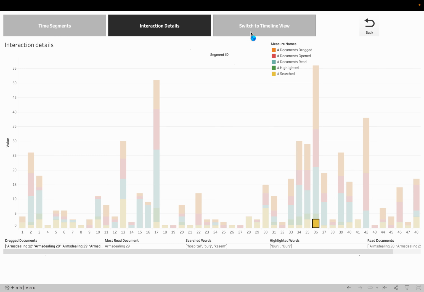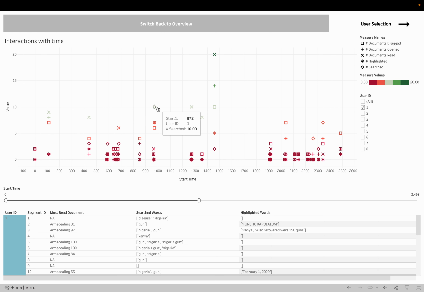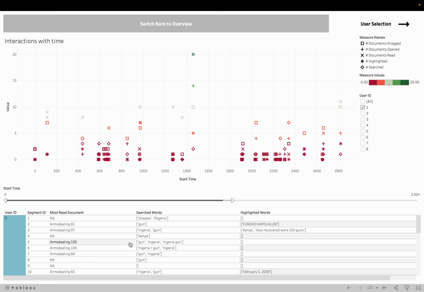To answer this, the analyst switches to timeline view, where the information about the interactions could be found at any time. A slider is provided which an analyst can manipulate to understand the thought process of a user. Example: first, the user searched for "This is in Nigeria", then found an article about guns. This motivated him to search for guns in Nigeria, where he found some interesting information about gun dealings in Kenya.